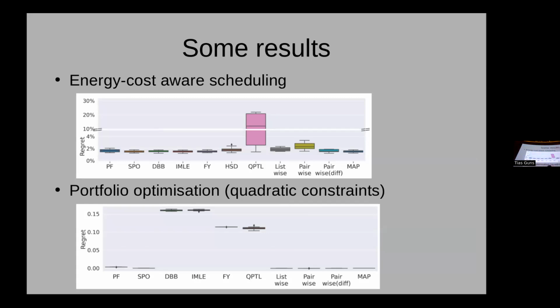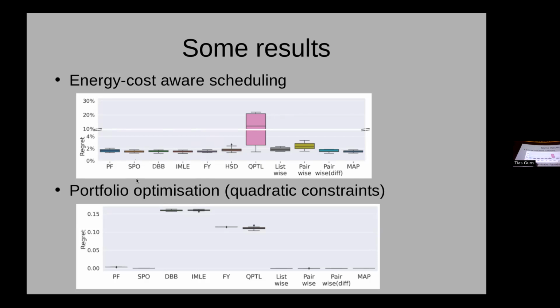For example, QPTL, the quadratic programming task loss, the multiplier of that quadratic regularization can be tricky to tune. So sometimes it gives strange results or less desirable results. And so some examples, the top one is the energy cost aware scheduling. Many methods perform fairly similarly. CPAIOR generally does well. Portfolio optimization, here it's quadratic constraints.